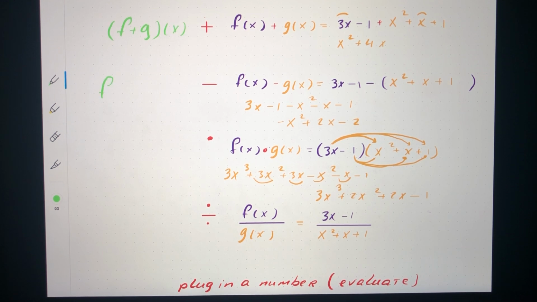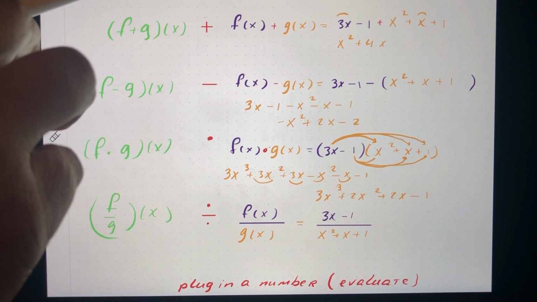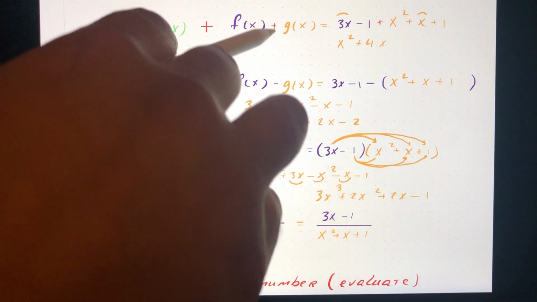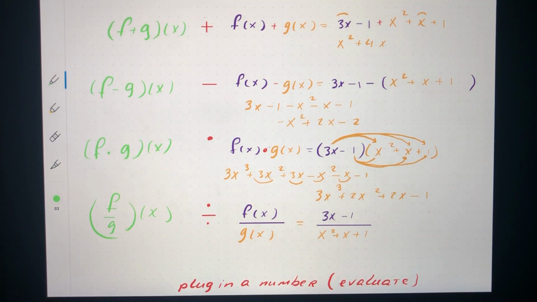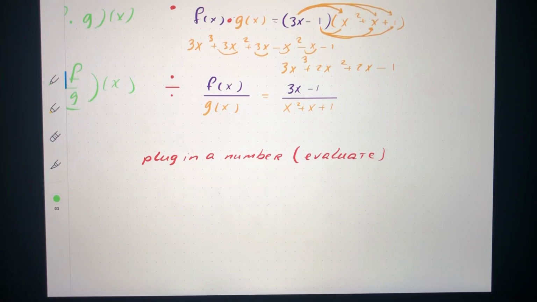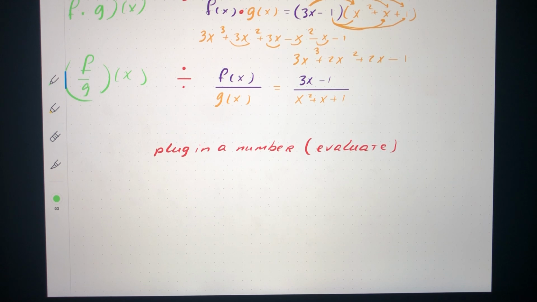These operations can be written as (f minus g)(x), this would be (f times g)(x), and this would be (f divided by g)(x). So in a textbook, if we see any one of these notations, they mean the same thing that we just did over here. Now, for plugging in a number, or evaluating, let's evaluate f of 1.